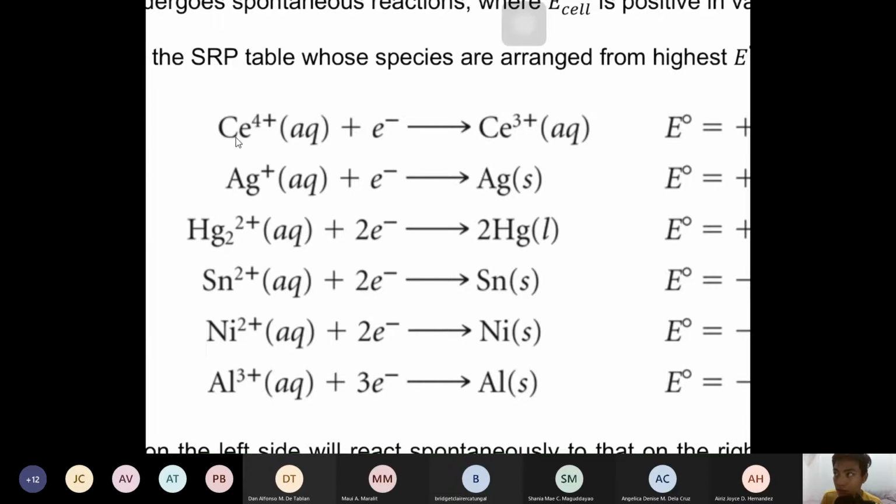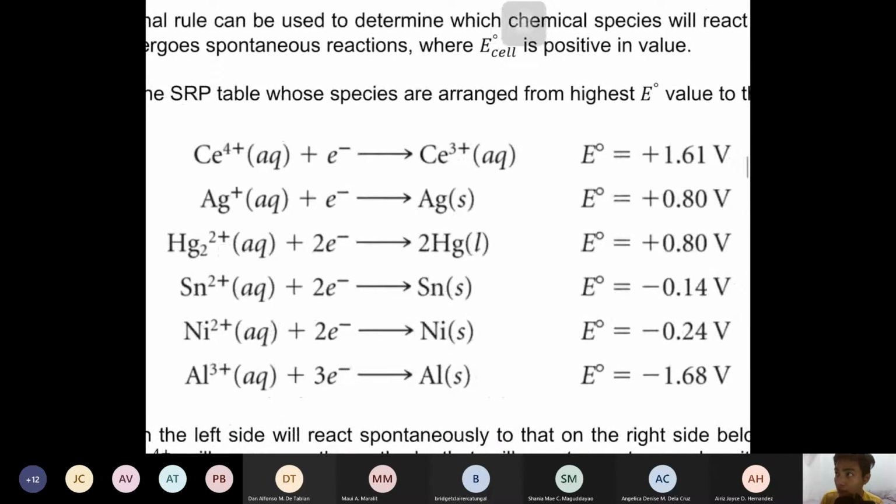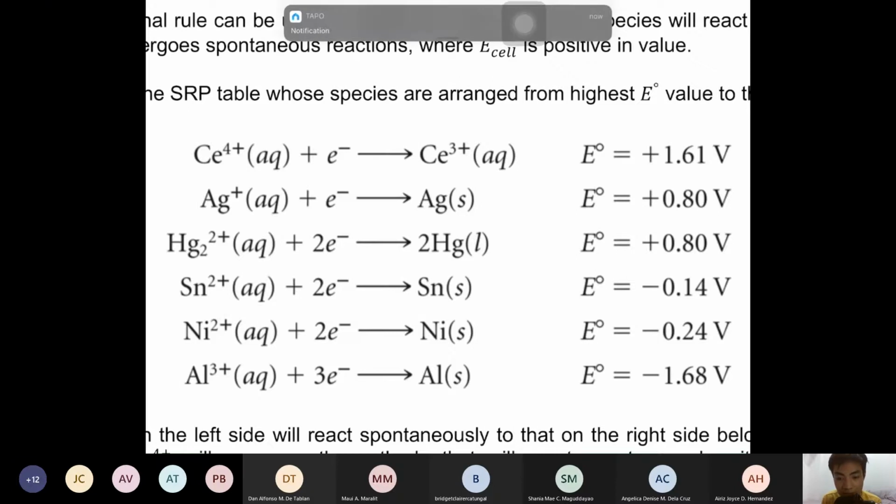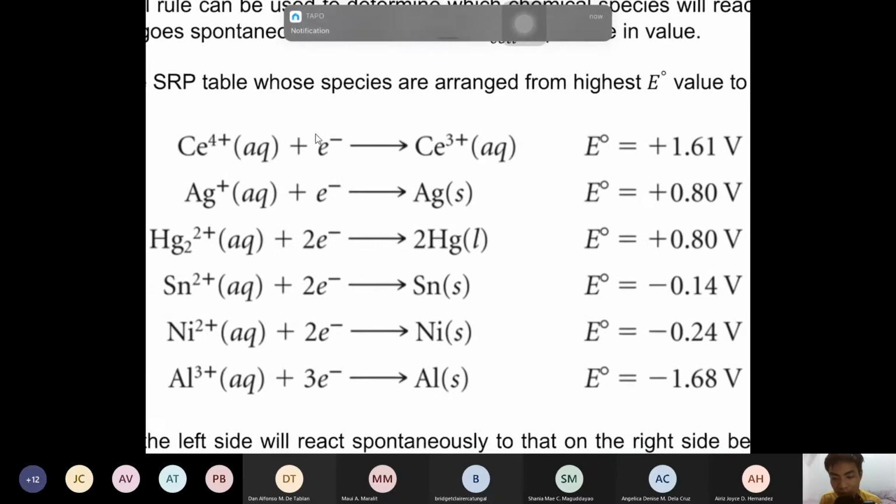Ang chemicals na nasa taas ng SRP table, sila yung most likely mag-undergo ng reduction reaction. And yung chemicals sa baba, sila yung most likely mag-undergo ng oxidation reaction. Yun lang yung concept niya. Yung nasa taas, mag-undergo ng reduction. Yung nasa baba, mag-undergo ng oxidation. Pag kinuha mo yung cell potential nun, positive yun. So, ibig sabihin, voltaic cell yan.